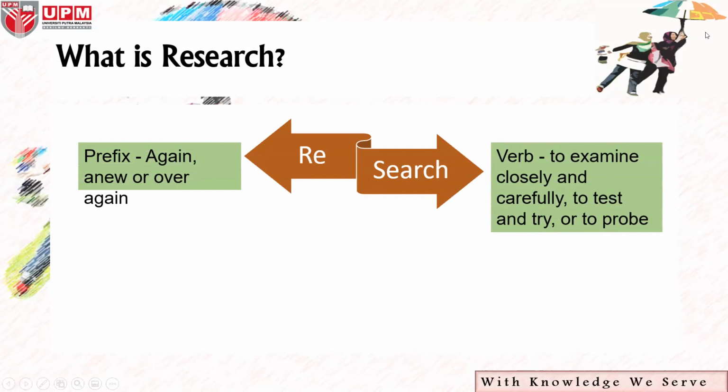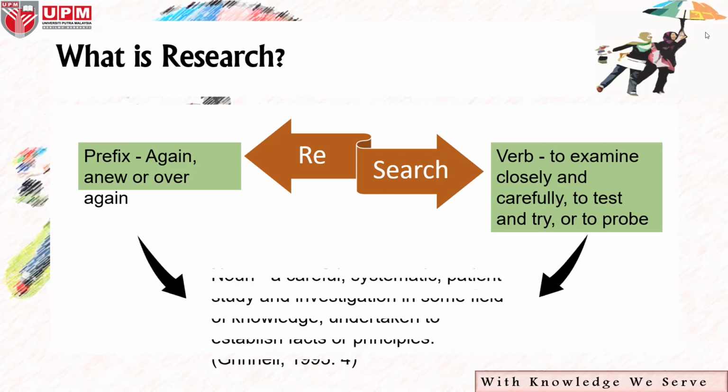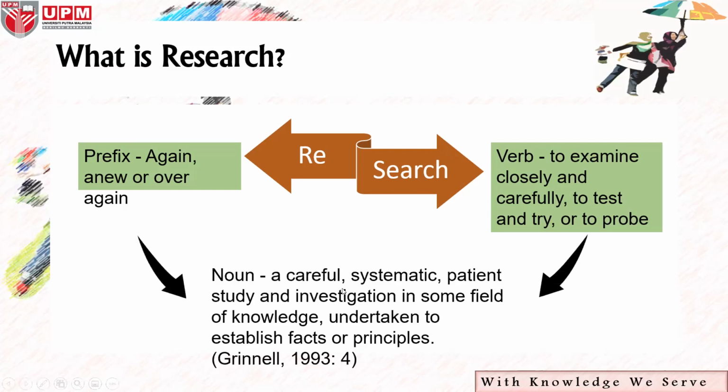And then search refers to the verb, in which we examine closely and carefully to test and try or to probe something. So search is related to any verb or any method that we use when we want to collect or figure out something. So re means we do it again.